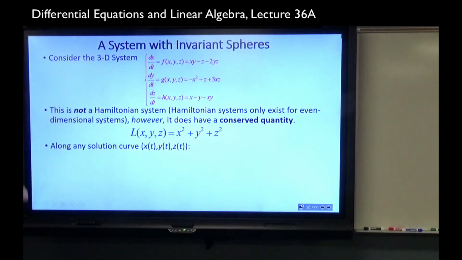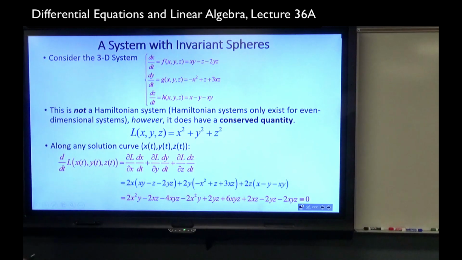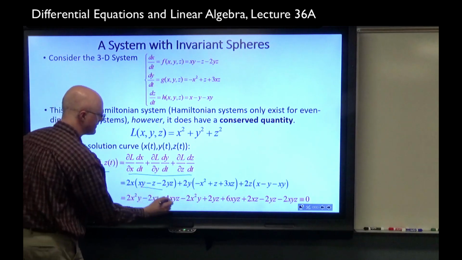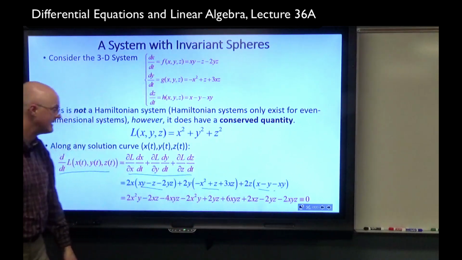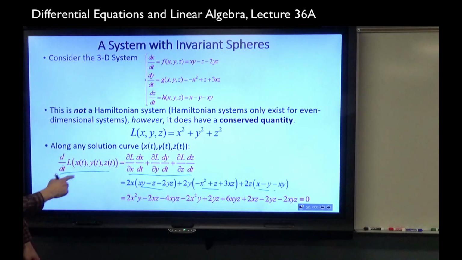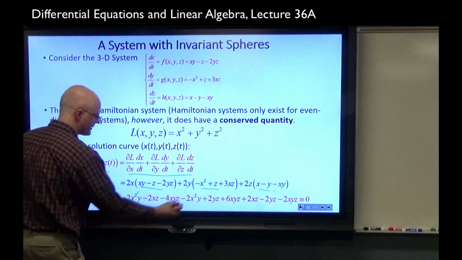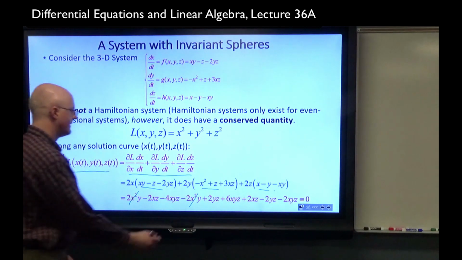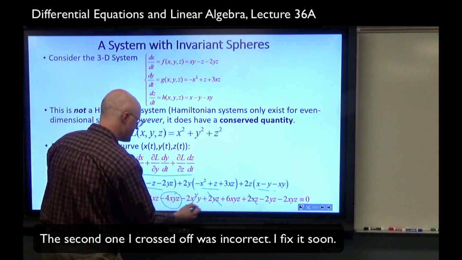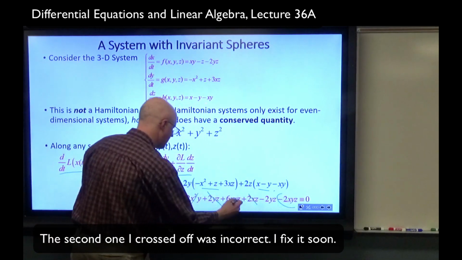Here are the details. Along any solution curve, we've seen this before, take the derivative along a solution curve, use the multivariable calculus chain rule, plug in the right-hand side functions here, here, and here from the system in place of dx/dt, dy/dt, dz/dt. Also take the partial derivatives of L with respect to x, y, and z. And amazingly, almost as if by magic, everything ends up canceling. This cancels with this. This cancels with this. These two things here and here cancel with this.